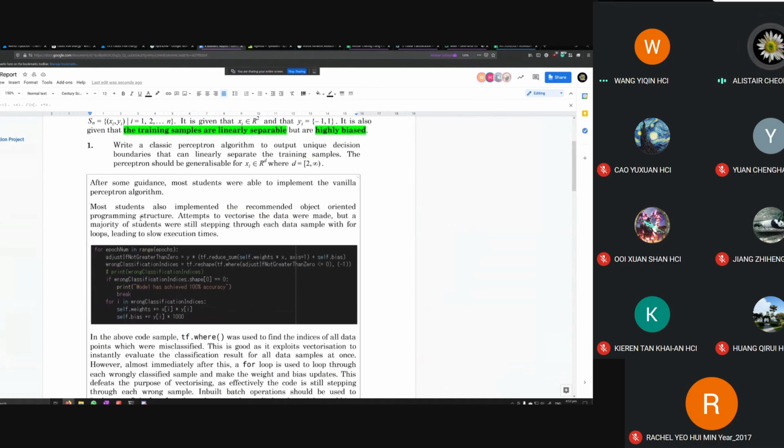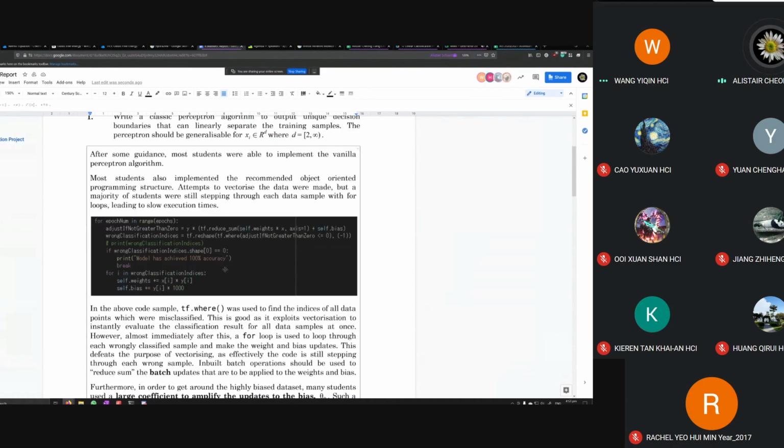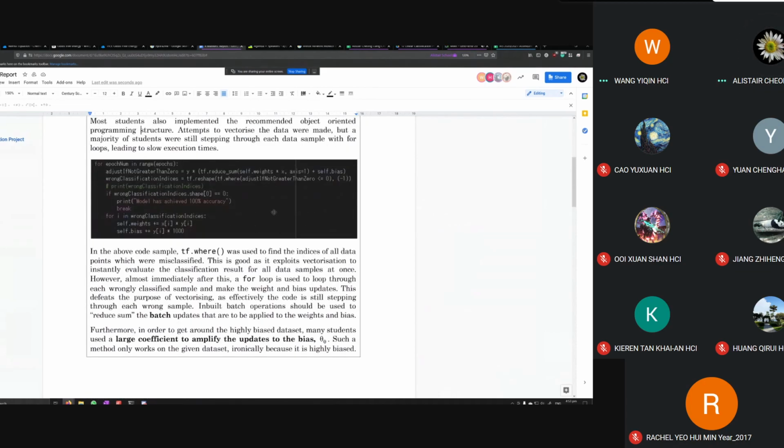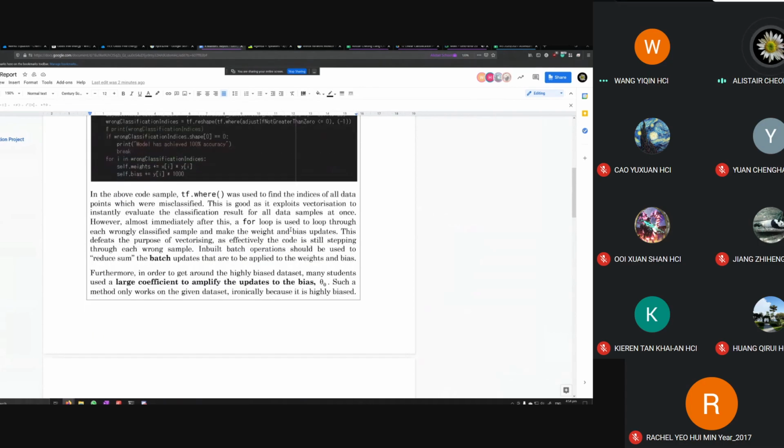So for those that were still using for loops, for example, in this code sample here, the details of which you can read yourself in the markers report, then we strongly encourage you to use the TensorFlow inbuilt functions to do batch reduce sum, reduce mean, etc. on the actual tensors themselves so that your algorithm isn't so slow. And anyway, as I mentioned in the last markers report, your GPU is optimized for matrix multiplication. So if you are not doing vectorization, you're wasting your GPU.